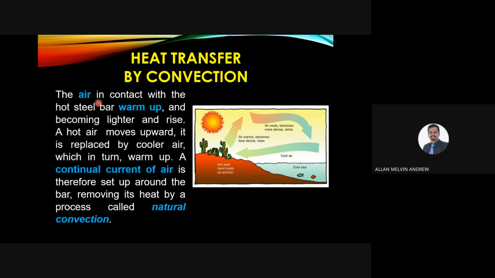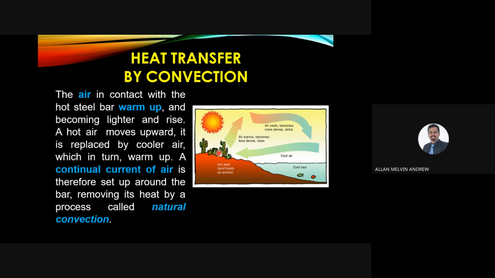The air in contact with the hot steel bar warms up, becomes lighter and rises. The hot air moves upward. It is replaced by cooler air, which in turn warms up. A continual current of air is therefore set up around the bar, removing its heat by the process called natural convection. Okay, so this is natural convection.